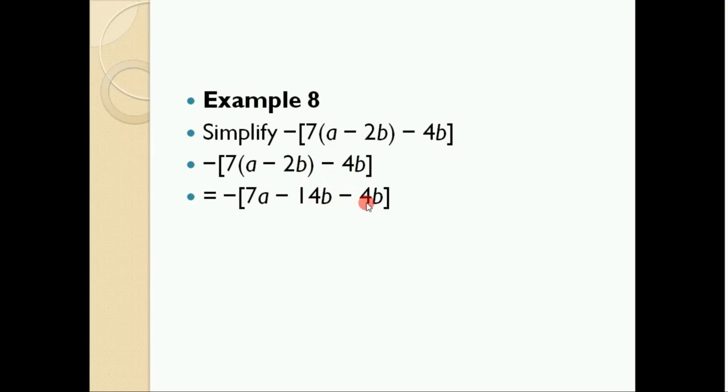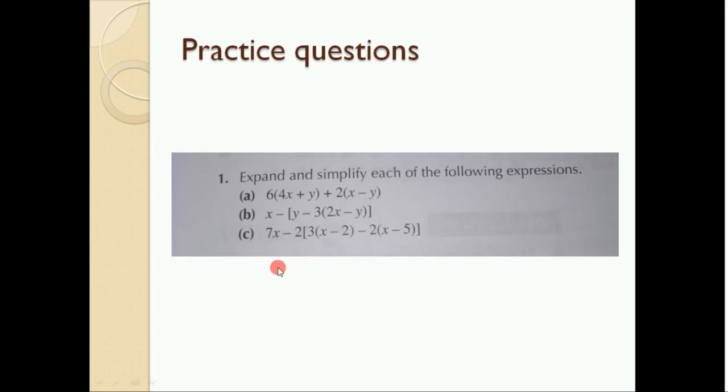Minus 14b and minus 4b are like terms. Now we simplify these. Minus 14b and minus 4b will be minus 18b. When two negative values are together, then we add them. So there is a minus sign out in front of this bracket. So now we deal with this minus. When we multiply this negative sign with these terms inside the bracket, the sign will change. So minus into 7a is minus 7a, and negative into negative 18b will become positive 18b.